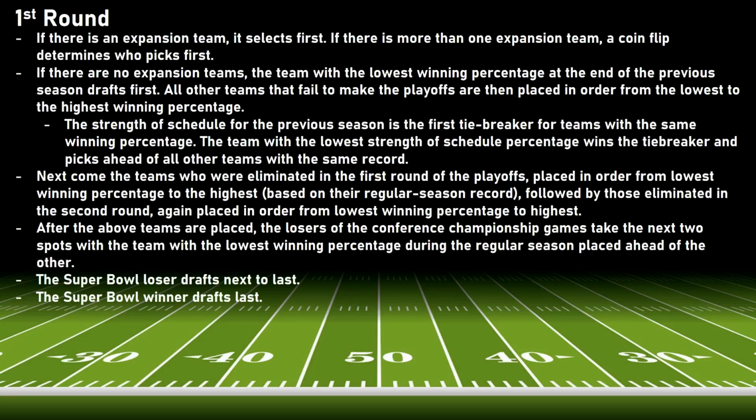Next comes the teams eliminated in the first round of the playoffs, placed in order from the lowest winning percentage to the highest based on the regular season record, not including the playoffs, followed by those eliminated in the second round. Again, then the conference championship losers, then the Super Bowl loser, then the Super Bowl winner drafts last.